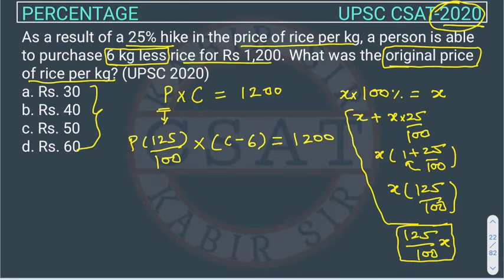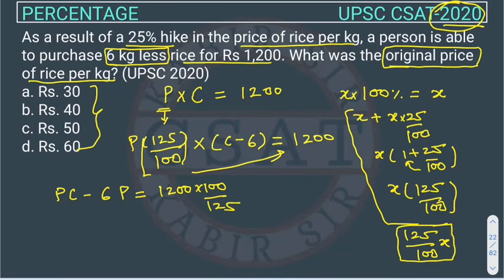Right. So we will solve it. This will go this side, right? And the P will go inside. So it will become PC minus 6P is equal to 1200 into 100 upon 125. We know PC is equal to 1200 here, so we will put that value here. So it will be 1200 minus 6P is equal to 1200 into 100 upon 125.